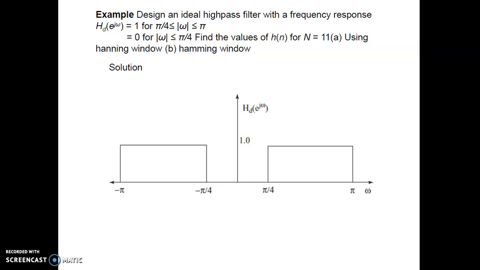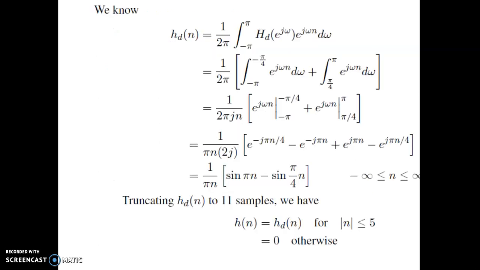From the given characteristic, it is always convenient to draw a frequency response diagram which goes from -π to π. So here we are going from -π to -π/4, and from π/4 to π. Again using the formula hd(n) equal to 1/2π integral from -π to π of Hd(e^jω) e^jωn dω.